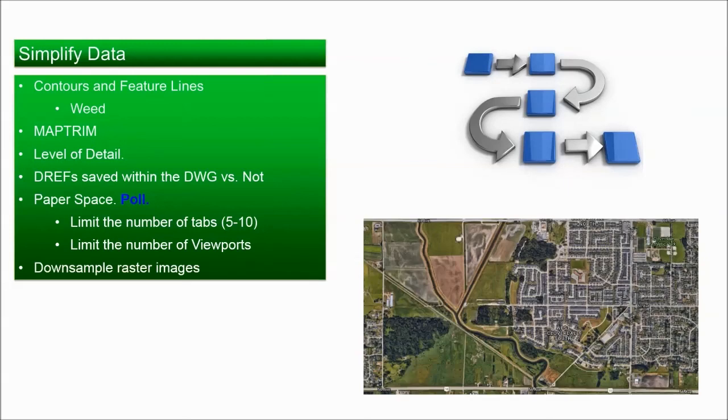Raster images. Now you might have been given a 300 megabyte raster image. Do you need it all? Maybe. But if you don't need every last pixel, go ahead and just downsample it. Instead of 300 megabytes, make it 10 megabytes or 5 megabytes, if it makes sense to do so. And we don't always need all those pixels inside the drawing. If you don't need them all, use Photoshop or some other kind of image editor to just downsample it.